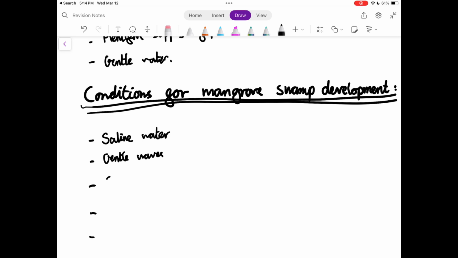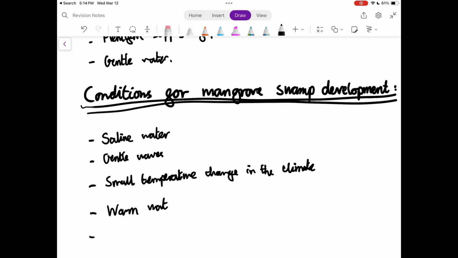There must also be a small temperature change in the climate. And therefore there also needs to be warm water, and also there needs to be a large tidal range, so the range between the high tide and the low tide of the sea.